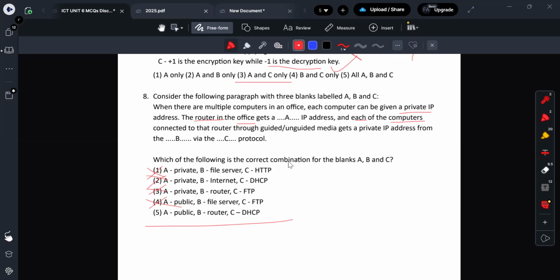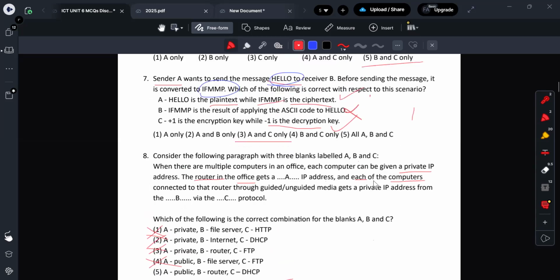C, option C, which protocol does it? The DHCP, Dynamic Host Configuration Protocol, does it. So what does this protocol do? It is the standard protocol used to automatically assign IP addresses to devices on a network. What does the router do? It is the device responsible for managing the local network and assigning those private IP addresses to the connected computers. Which protocol helps in this? The DHCP protocol. Clear? Good, right? So this is also an important topic.